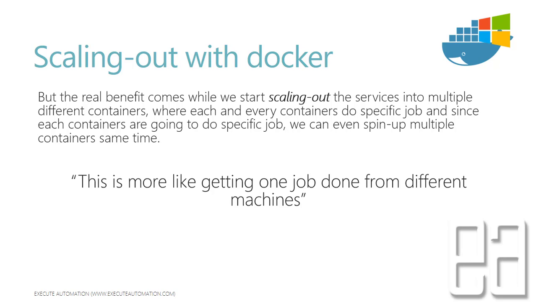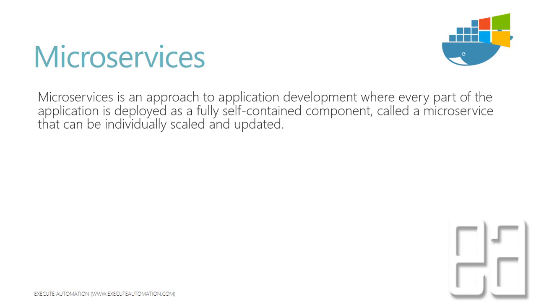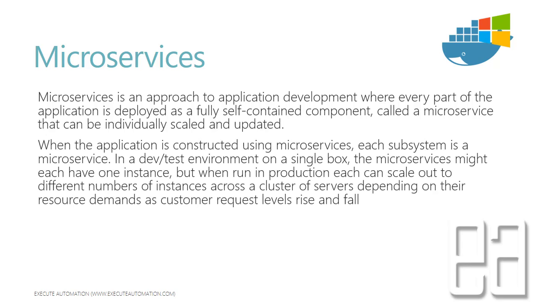These are otherwise termed microservices. Microservice is an approach to application development where every part of the application is deployed as a fully self-contained component that can be individually scaled up and also updated. When the application is constructed using microservices, each subsystem is a microservice. In a dev or test environment on a single box, the microservice might have one instance, but in production, each can scale out to a different number of instances across a cluster of servers, depending on resource demand as customer request levels rise and fall.